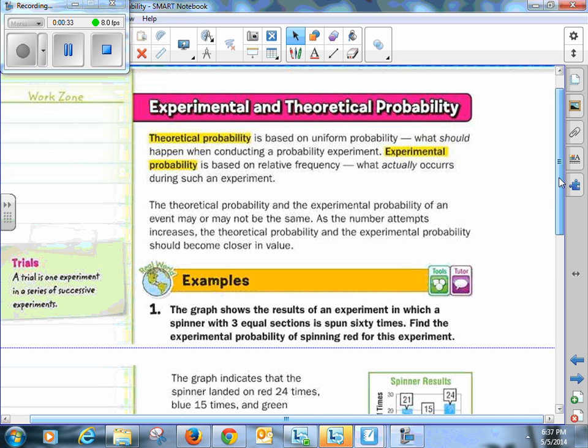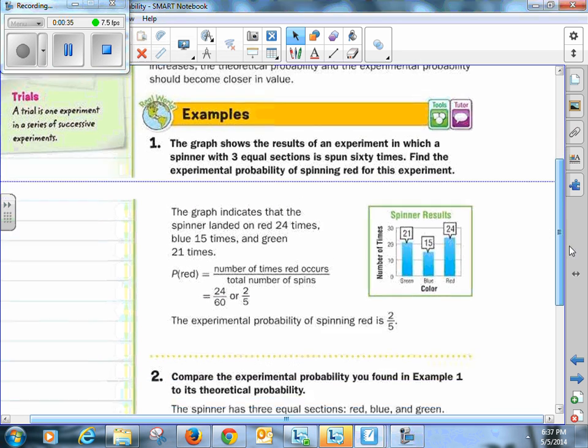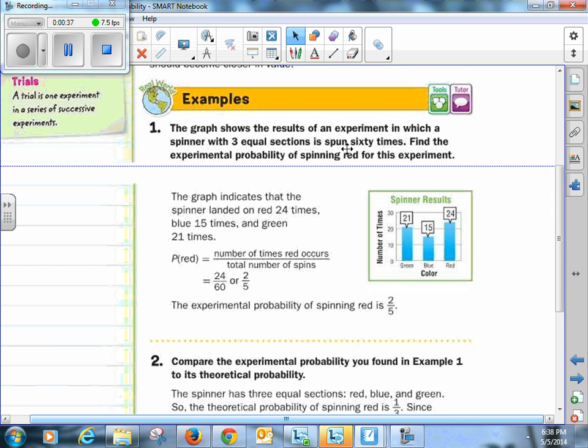So let's look at an example here. Here we have a spinner that has three equal sections that is spun 60 times. It says to find the experimental probability of spinning a red in this experiment. So if we look over here, red happens 24 times, and if you add this up, you get 60. So the experimental probability, because this is what happened during their experiment, was 24 over 60, or 2/5.